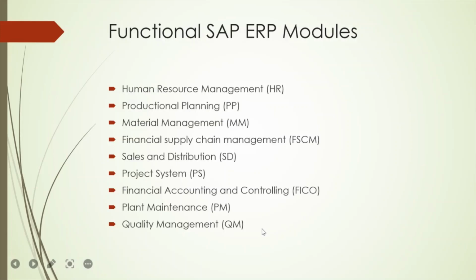These are some of the categories of functional SAP ERP modules. Let's see them one by one. First is Human Resource Management, HR; Production Planning, PP; Material Management, MM; Financial Supply Chain Management, FSCM; Sales and Distribution, SD; Project System, PS; Financial Accounting and Controlling, FICO; Plant Maintenance, PM; Quality Management, QM. These are all the units or modules which come under functional SAP ERP modules.